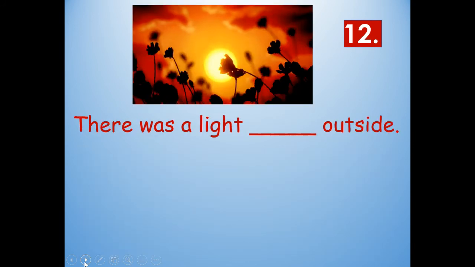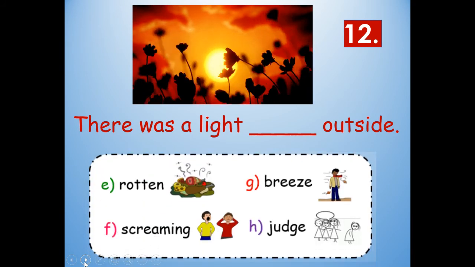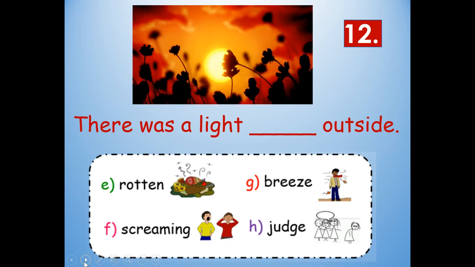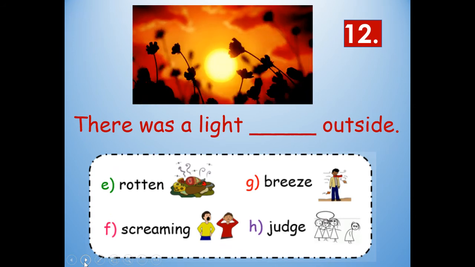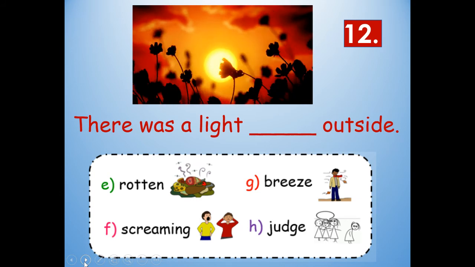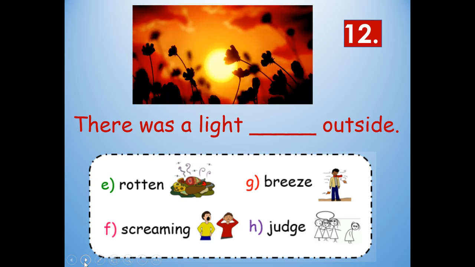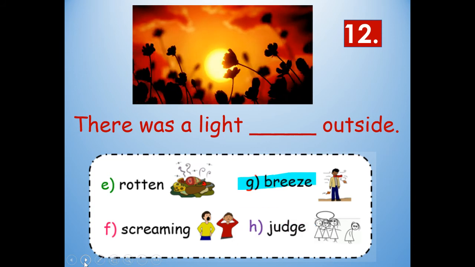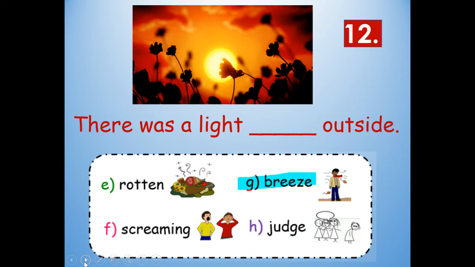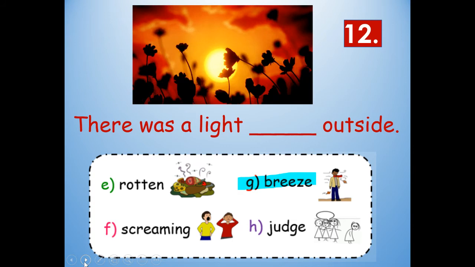Number 12. There was a light blank outside. There was a light rotten outside. There was a light screaming outside. There was a light breeze outside. Or there was a light judge outside. There was a light breeze outside. BREEZE, breeze. There was a light breeze outside.